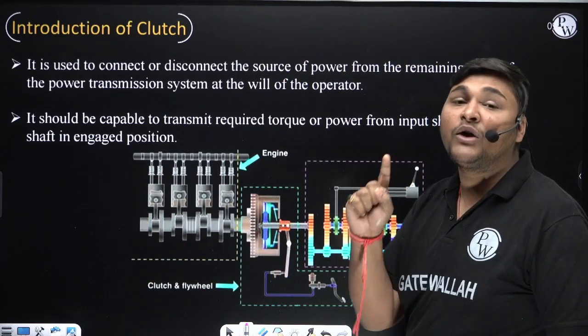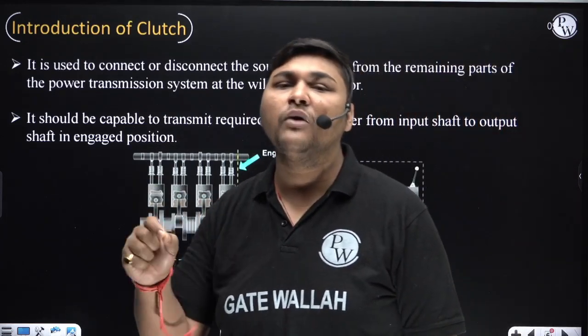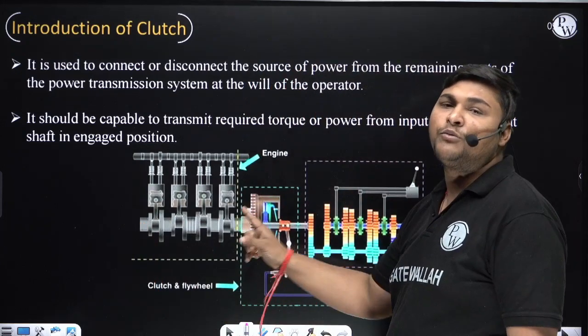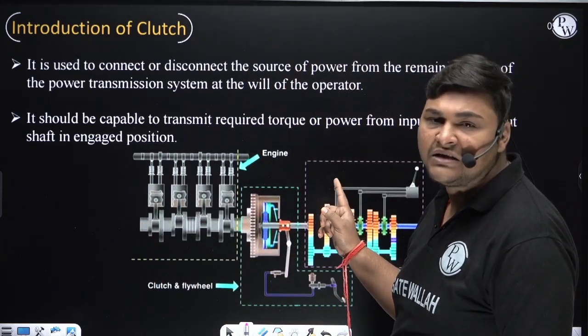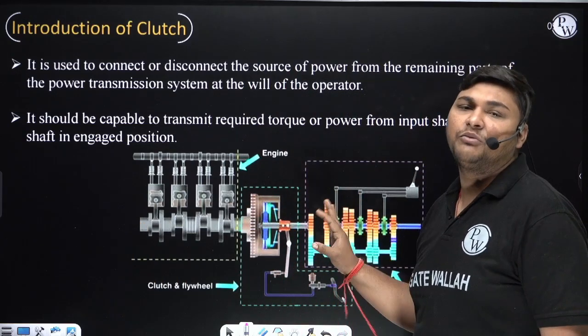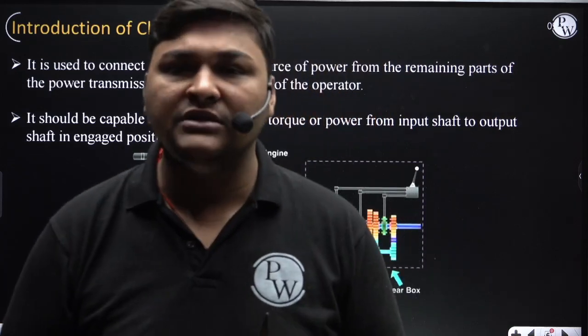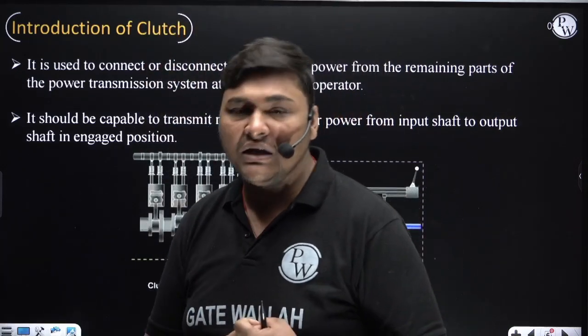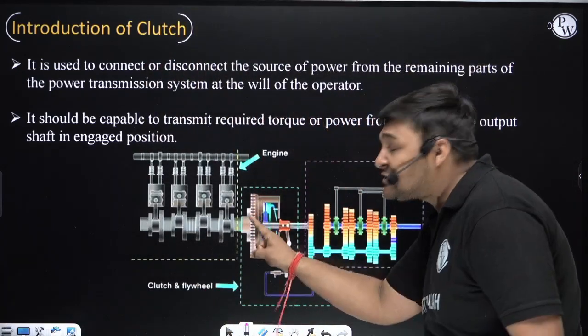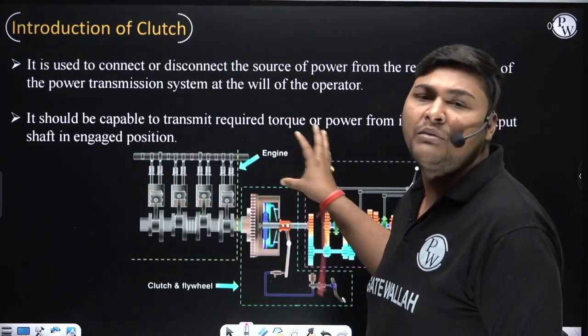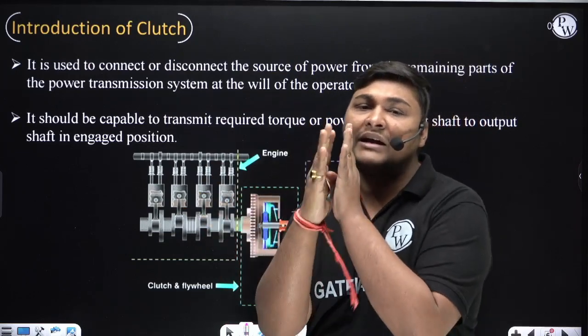It is one of the most important basic purposes of clutch. When you press this clutch pedal, input and output get disengaged; otherwise, they remain engaged. Now, everybody knows this purpose of clutch. But here, one more important purpose of clutch concerns the engaged position. When they are disengaged, no power or torque will transfer from input to output because input and output are disconnected.